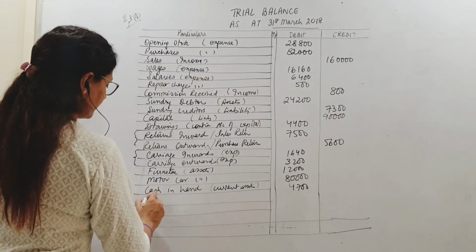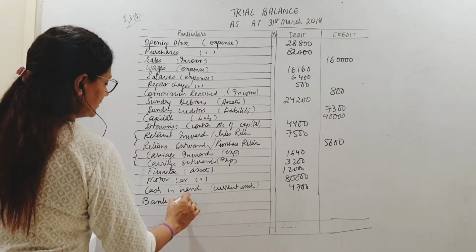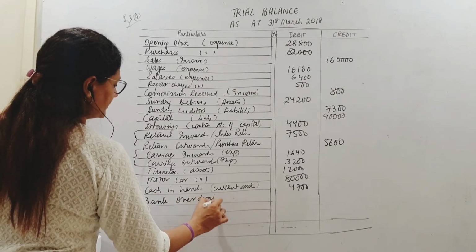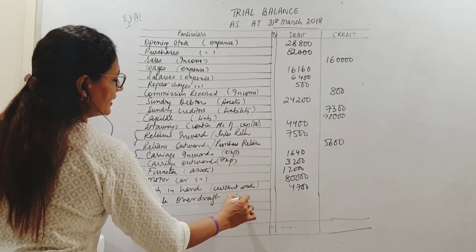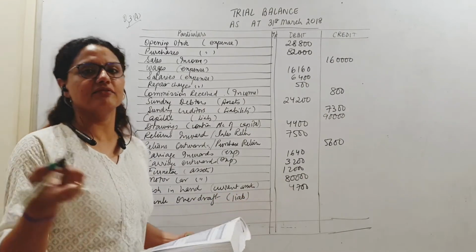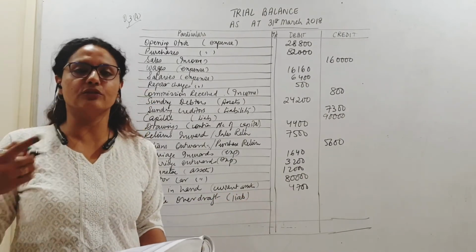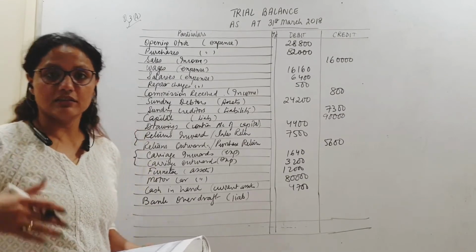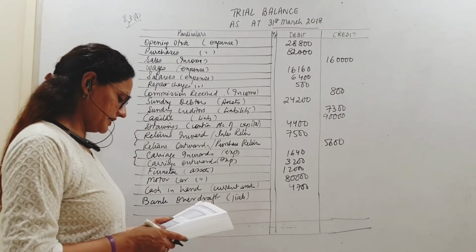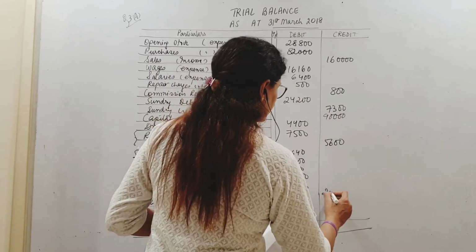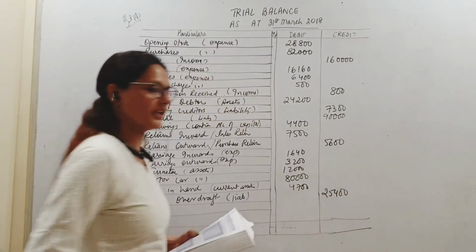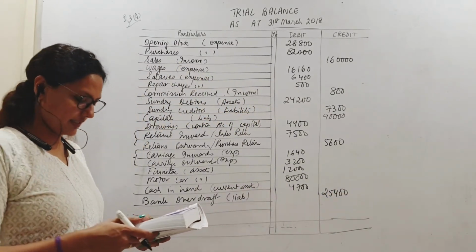Bank overdraft. It is not given as bank balance. Overdraft is a liability because you have taken more from the bank than you have deposited. So you obviously have to return something, meaning a liability. 25,400. Okay, bank overdraft, a liability.